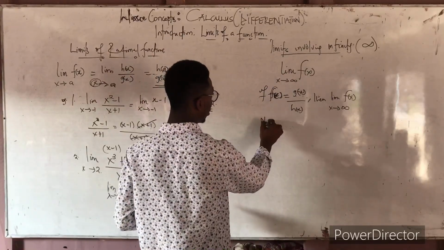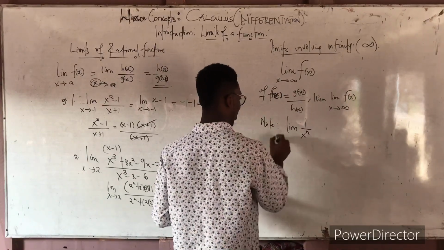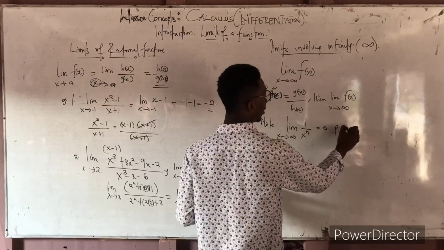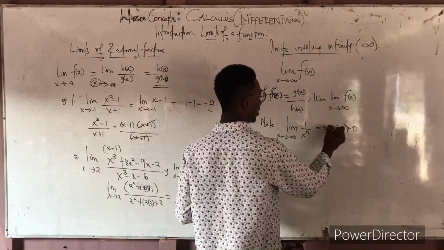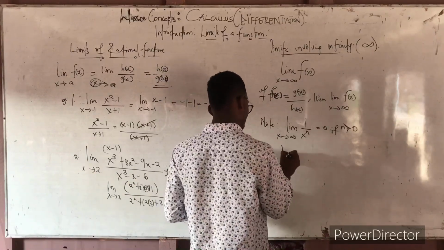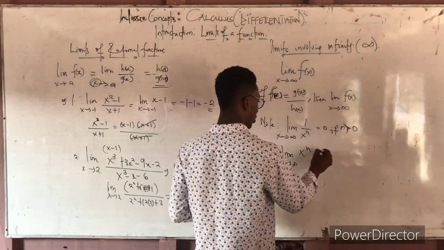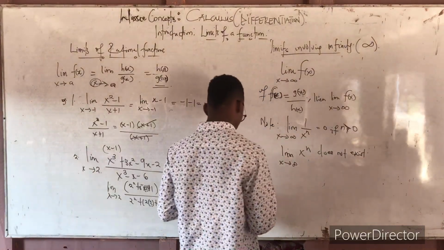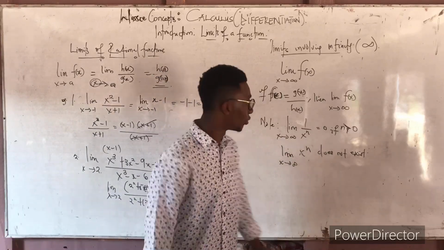Now before the example, you have to note this. Anytime you have the limit of 1 over x to the power n as x approaches infinity, it is equal to 0 if n is positive, or if n is greater than 0. Now, if you have the limit of x to the power n as x approaches infinity, this limit does not exist.